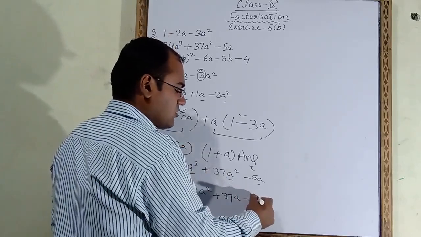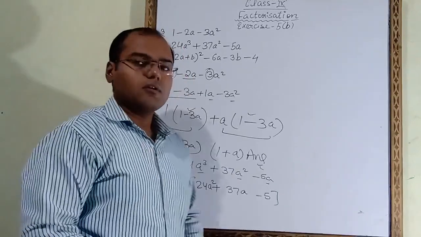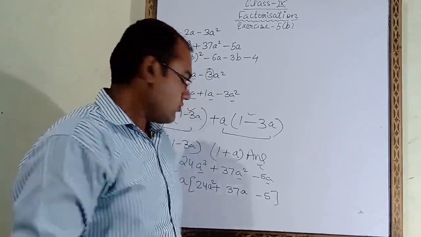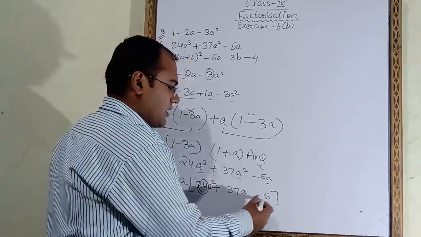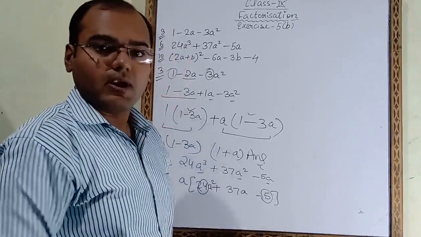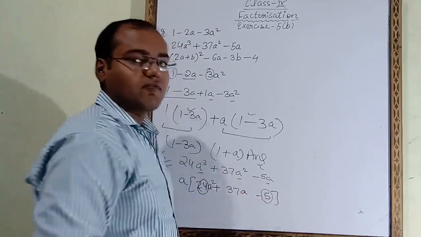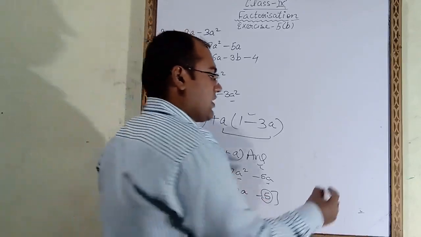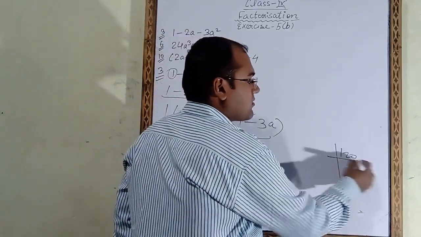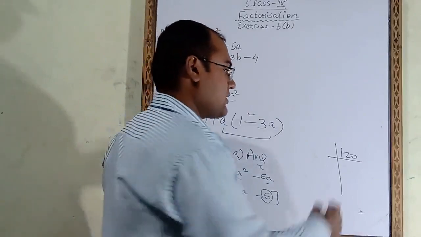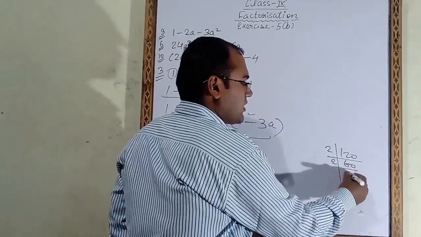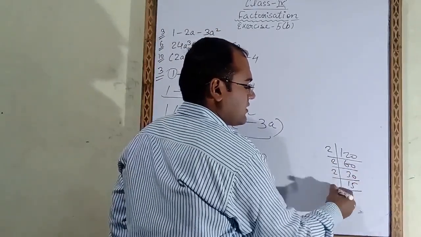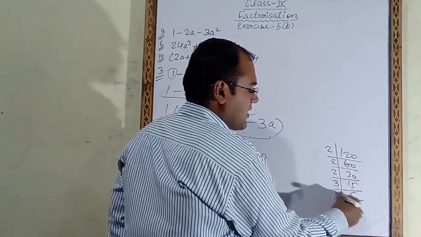We have taken a common, so here we have to write 5. Now what you have to do? This first number 24 and last number 5 we have to multiply. 24 multiply 5 will be 120. We have to find the prime factors of 120. 2 times 60, 2 times 30, 2 times 15, 3 times 5, 5.